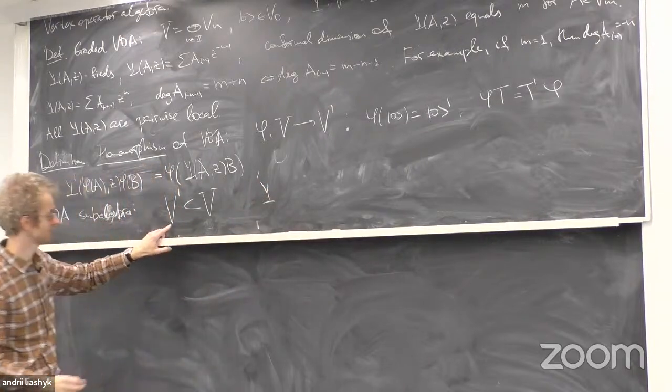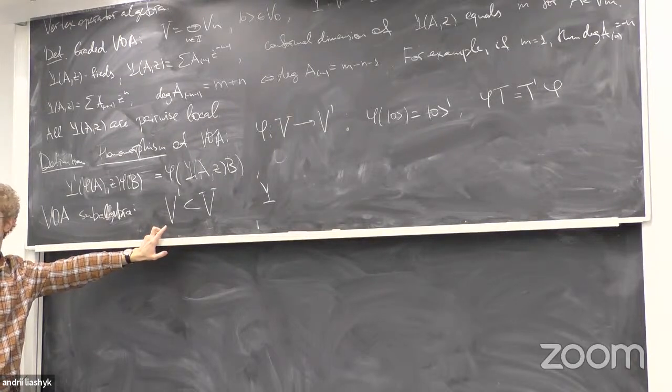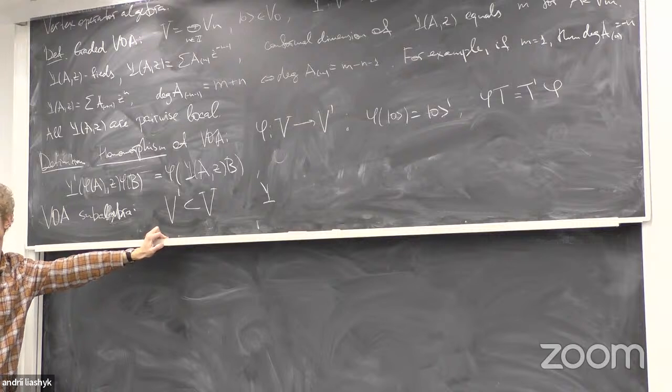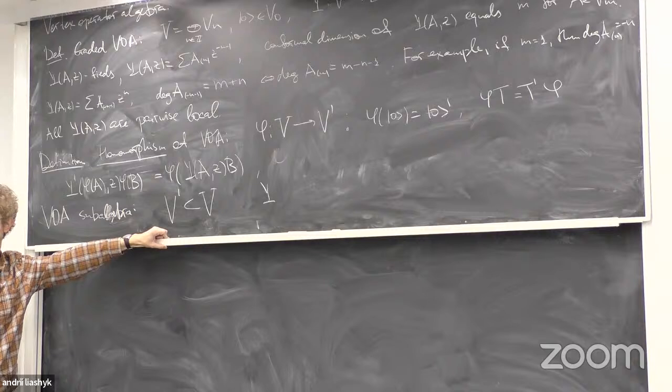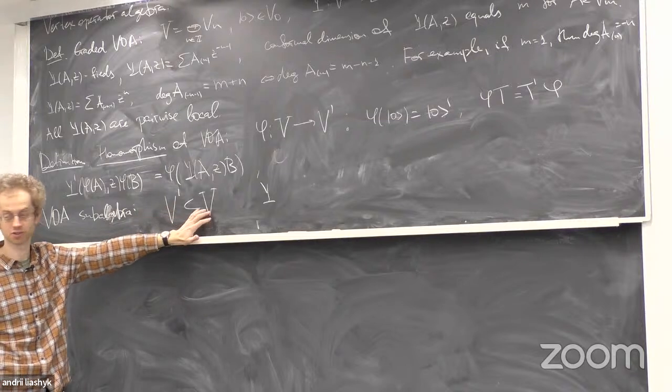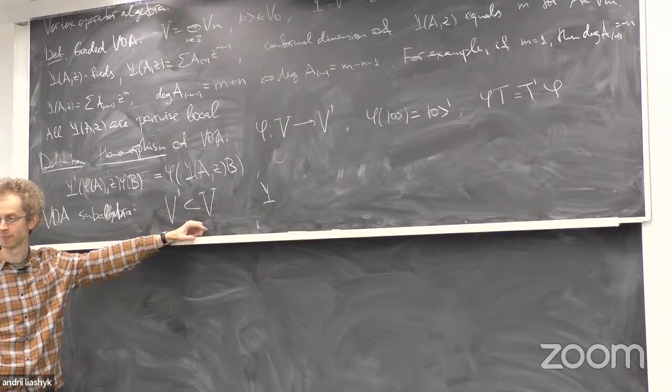Well, we just have a subspace. How to understand that this subspace is a subalgebra? We don't have a subalgebra yet. Yes, just a subspace. But how? We have a structure of Y here on V.